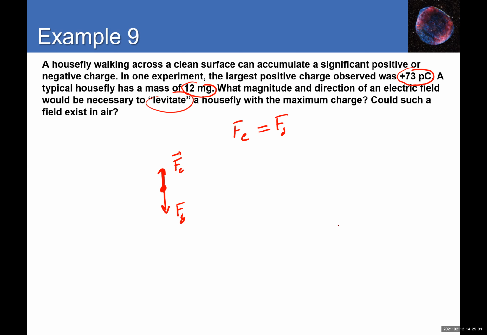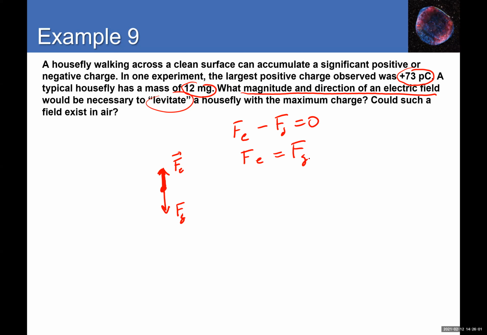Well, which means what I have here is, remember, we're given the charge and we're given the mass, and we're asking what is the magnitude and direction of the electric field. I know that in order for this housefly to levitate, the electric force has to be upward in order to cancel the gravity, right? So Fe minus Fg should be 0. So that's why Fe equals Fg. But then I also need to find the magnitude and the direction.